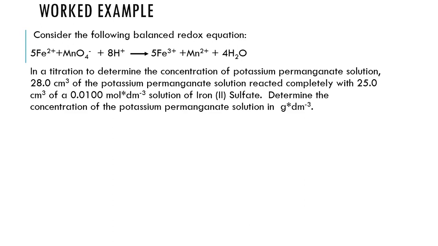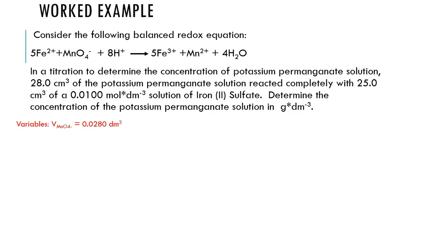It says in a titration to determine the concentration of potassium permanganate solution, 28 cubic centimeters of the potassium permanganate solution reacted completely with 25 cubic centimeters of a 0.0100 molar solution of iron 2 sulfate. Determine the concentration of the potassium permanganate in solution in grams per liter. So this is just a standard plug and chug problem.